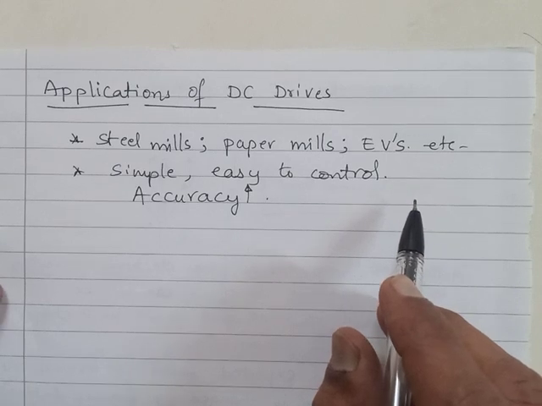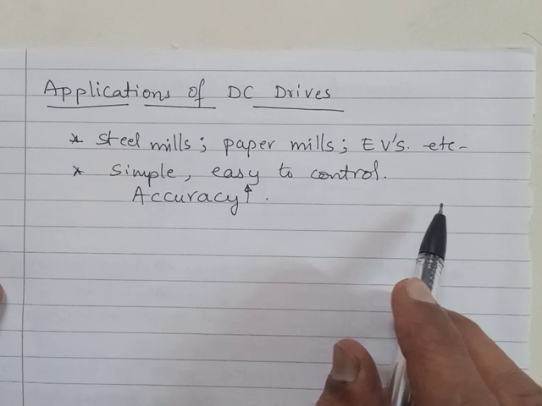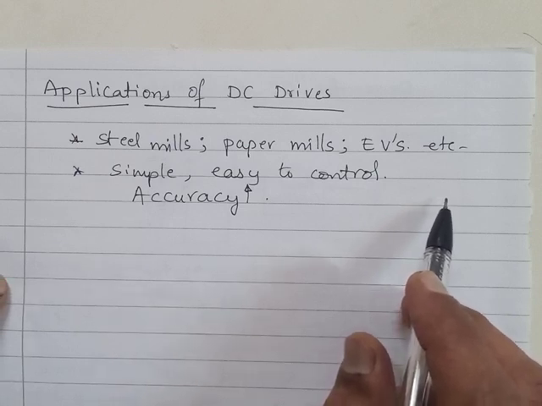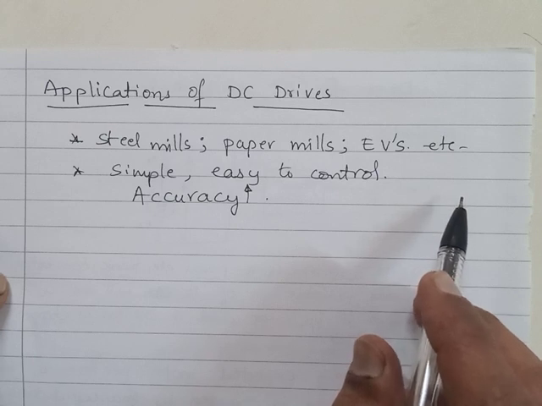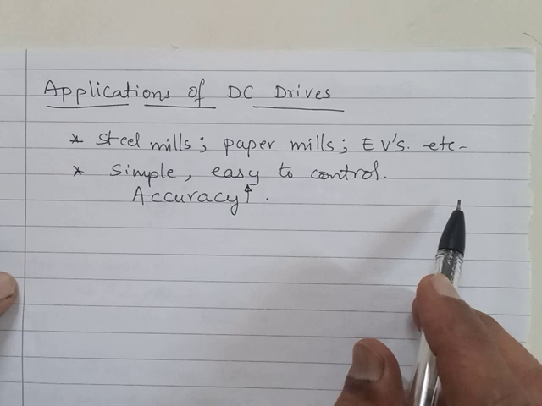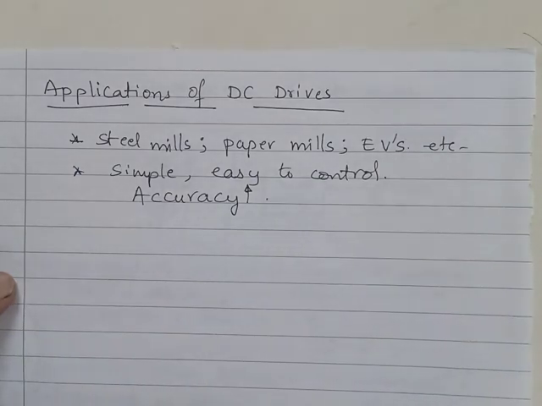Of course, the quantum of DC drive applications has come down, mainly because nowadays we are able to control induction motors also with the same extent of accuracy as we do in the case of DC motors. Is it okay? So next we look at an example.